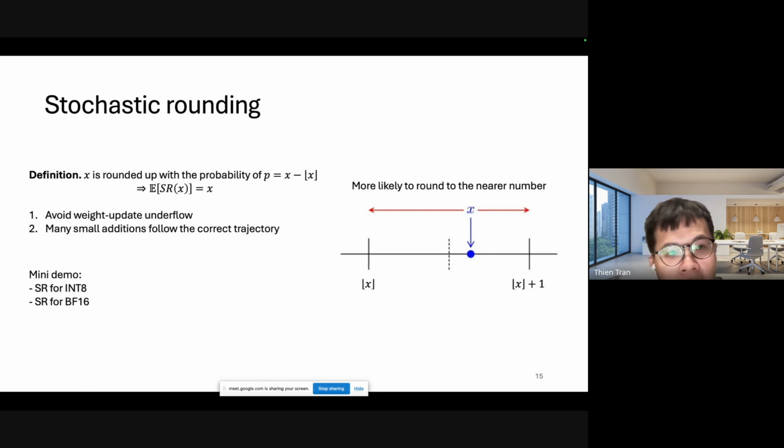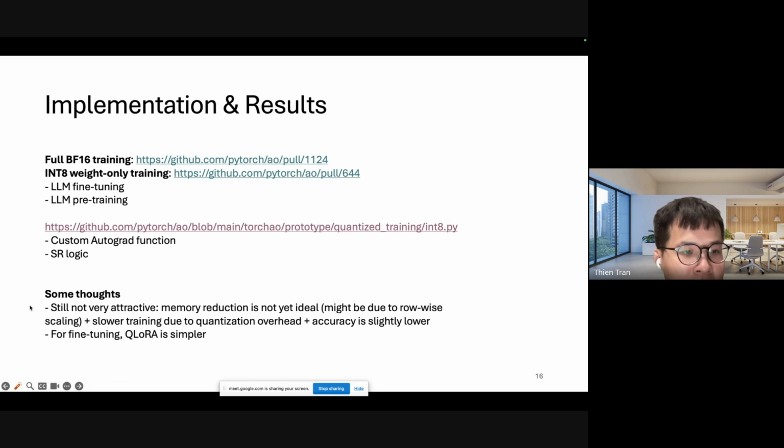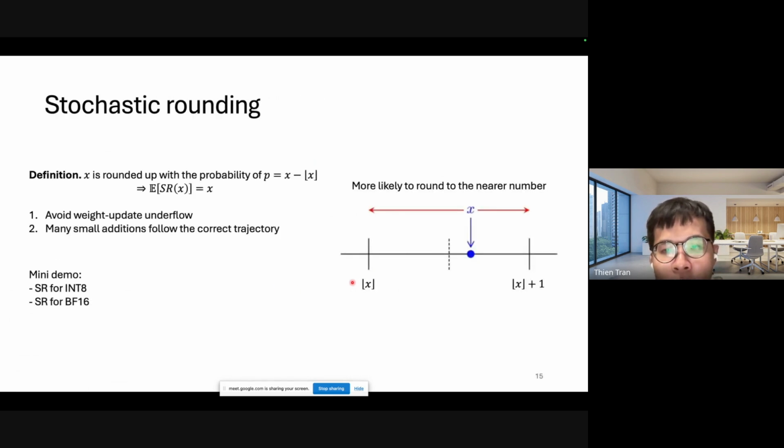One of the interesting techniques is called stochastic rounding. The basic idea is that we should round towards the direction that is closer to us. In terms of probability, for example on this number line, this one will be rounded down, if we go to the floor function, and this one will be rounded up, the floor function plus one. If we are closer to rounding up, we should want it to round up with a higher probability.